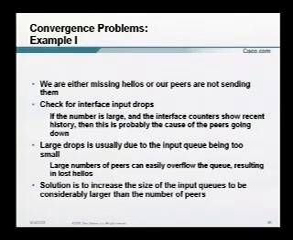You look further down. Check for interface input drops. For example, if you've got a huge number of drops on the interface, and the interface counters are showing recent history, then this could be the cause of the peers going down. A large number of packets are being dropped on the router. And this could be due to the input queue being too small.